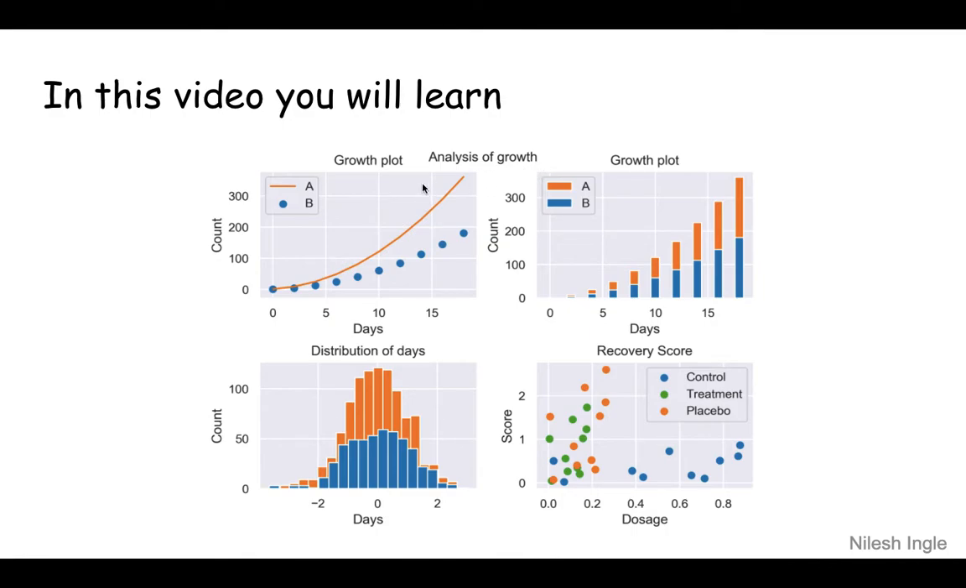And the order in which these are created: this is plot number 1, then this is plot number 2, then the histogram is plot number 3, and the recovery score plot is plot number 4. So let's get started in Python.